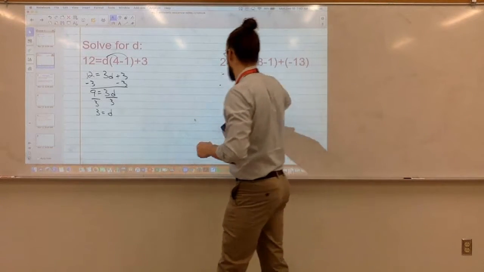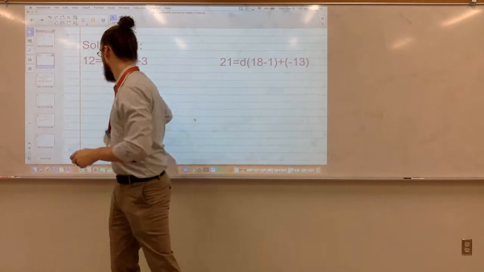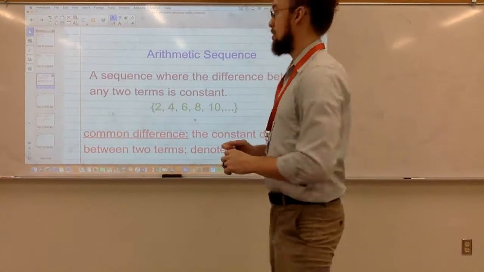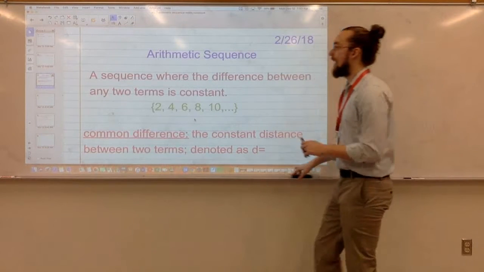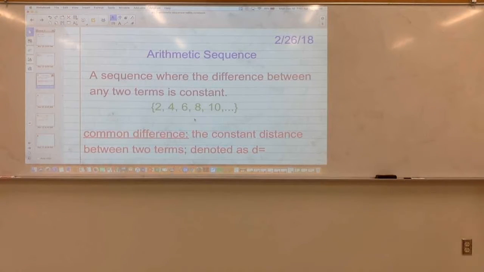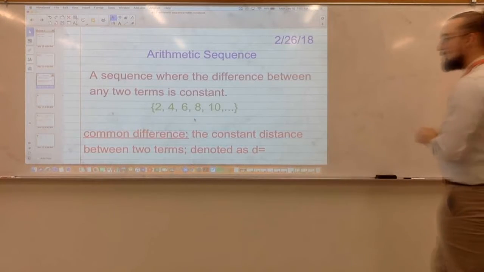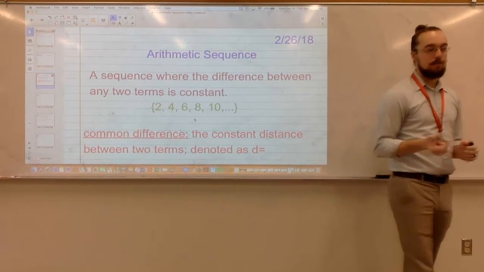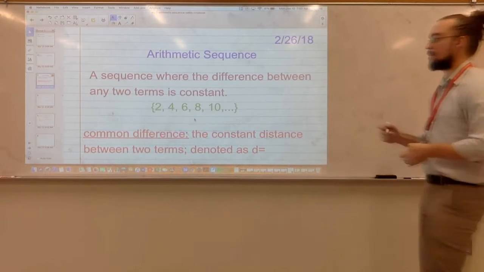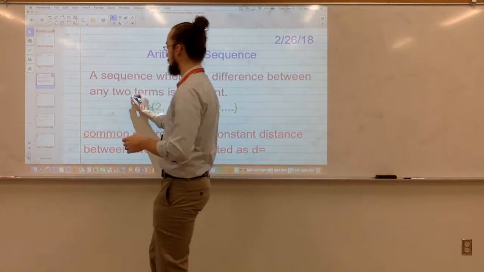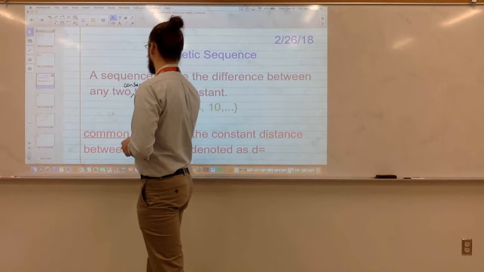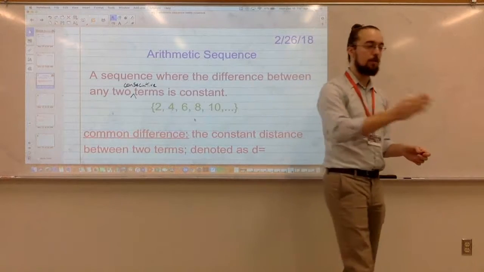So let's introduce a little bit of vocab now. Start talking about arithmetic sequences. An arithmetic sequence, so you need to write this down in your notes, is a sequence where the difference between any 2 consecutive terms that are right next to each other is constant. Consecutive terms, meaning they're right in a row.